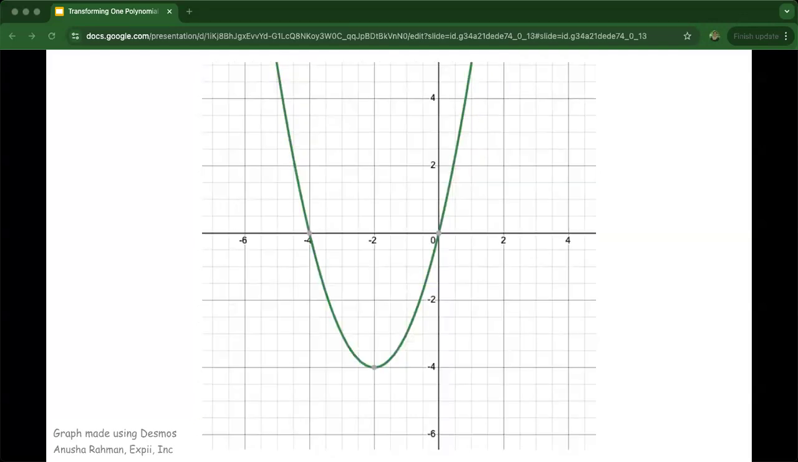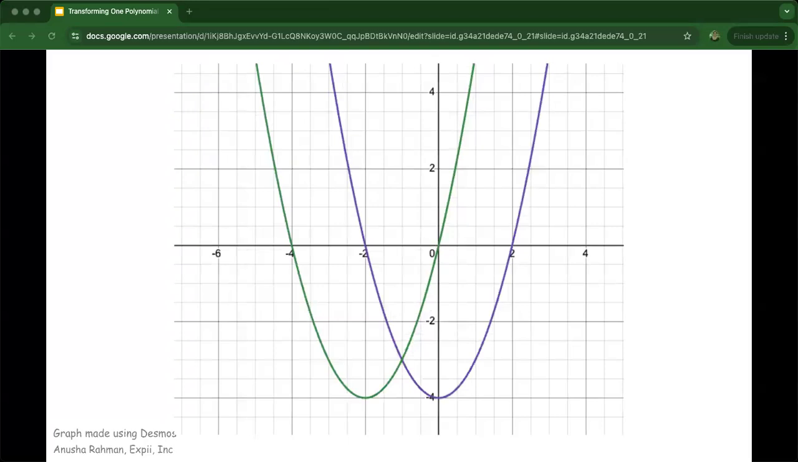Now let's look at this graph. g of x equals (x plus 2) squared minus 4. Notice that this graph has the same vertical shift of -4. But there's something different here. The graph of g of x is shifted horizontally. So technically, instead of the vertex being at (0, -4), it's now at (-2, -4), which means the entire graph has shifted 2 units to the left.